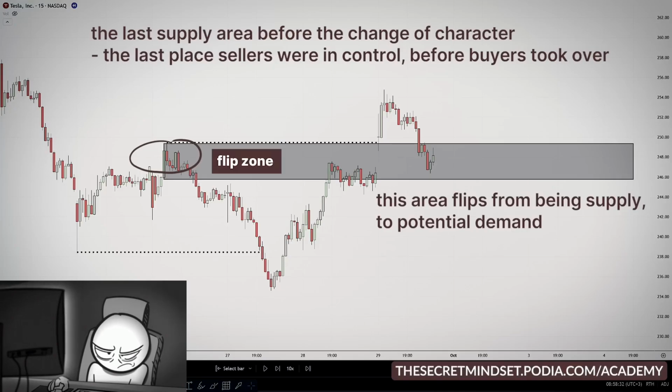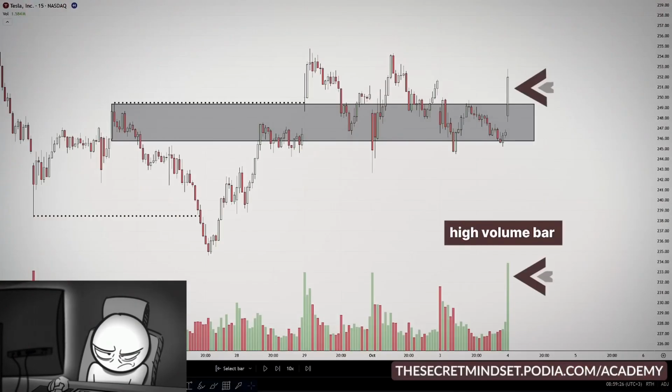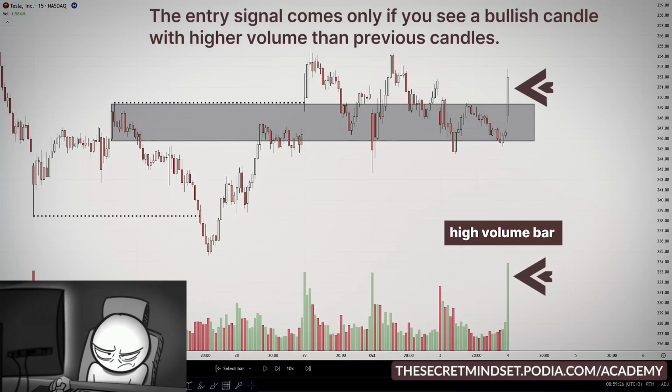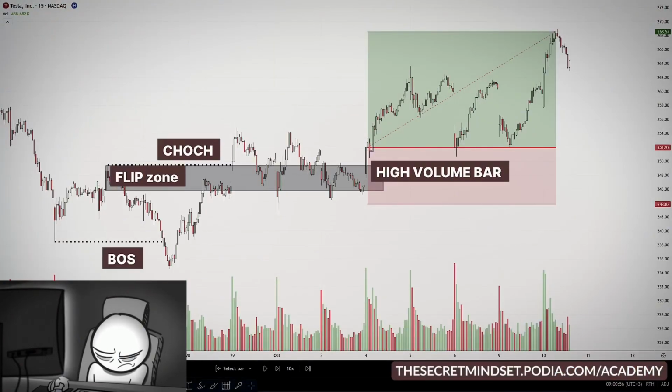Potential because we don't know yet. The price might break this zone in many cases. That's why the pullback to this newly marked demand area must fulfill the most important condition. The entry signal comes only if we see a bullish candle with higher volume than previous candles. This increased volume means there's strong buyer interest, hinting that big players might be getting involved.